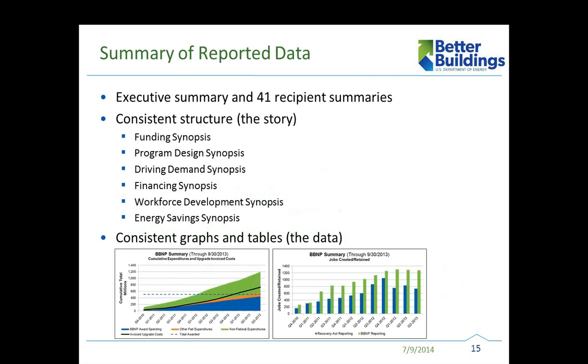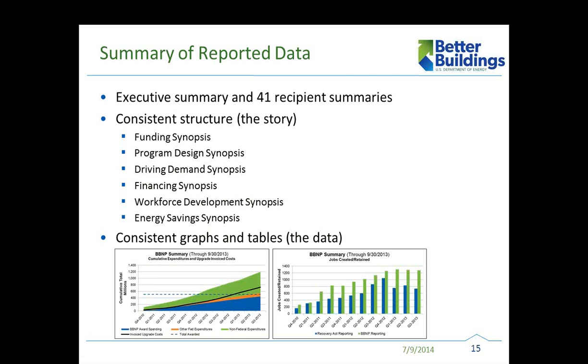So a little bit about the summary of reported data report. This is just about the structure. So what we're going to talk about today, the summary of reported data, is over all of the grantees. So it's a summary of what all the grantees reported. And so I like to call it the executive summary to differentiate it from each of the grantee summaries. And what's available today is that executive summary report, and it's called the Better Buildings Summary of Reported Data is the title. So that is available.